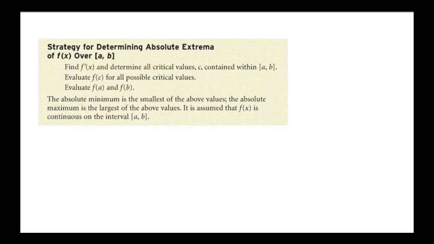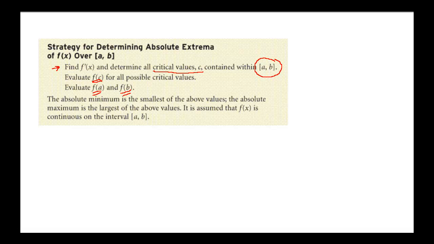Okay, or I'm sorry, we don't have more examples, but this is the strategy for determining absolute extrema. So we already know that absolute extrema can occur at critical values. So those would be our candidates. We're going to first find f prime and all the critical values contained within the interval. So we're going to have an interval that we're going to take a look at. Then we're going to evaluate the function at all our critical values. And then we're also going to evaluate the function at the two endpoints.